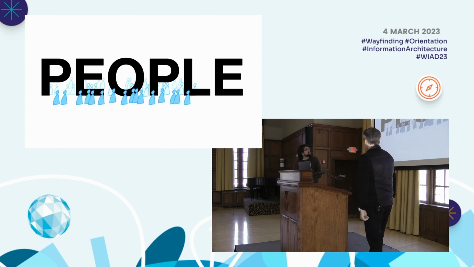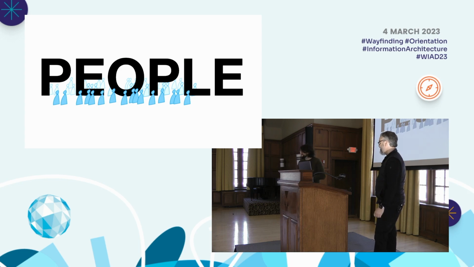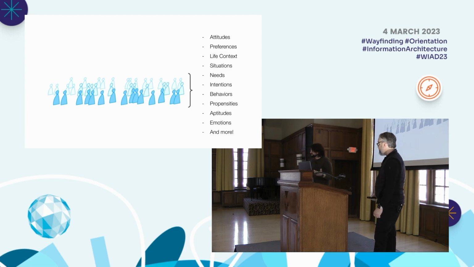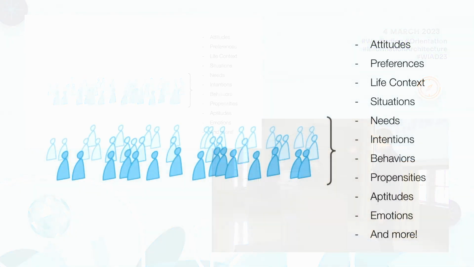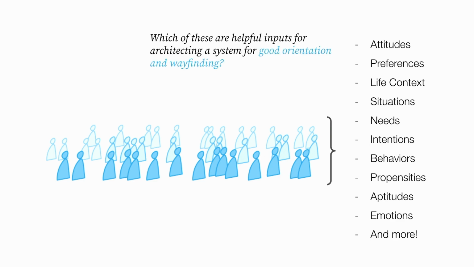All right. So what we're essentially going to be talking about today has everything to do with people, because that's the best place to start. When we're talking about people, like when we talk about anything, to figure out what about people we could talk about, we could talk about so many different aspects of people. We could talk about their attitudes, their preferences, life context, situation, needs, intentions, behaviors, propensities, aptitudes, emotions, and more. But what do we need to talk about based on what we want to do?